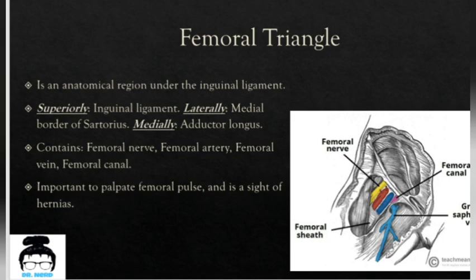This is a slide about the femoral triangle. It's an anatomical region under the inguinal ligament. So superiorly, you have the inguinal ligament. Laterally, the medial border of the sartorius. Medially, you have the adductor longus. It contains the femoral nerve, femoral artery, femoral vein, and femoral canal. Its clinical importance is to palpate the femoral pulse and to see if the patient has any femoral hernia.